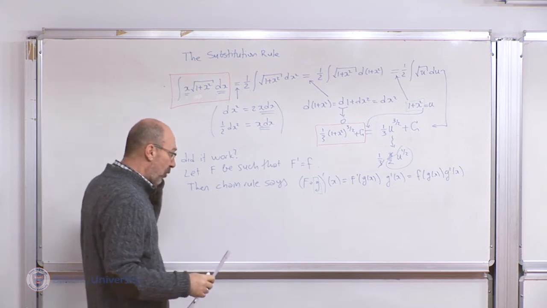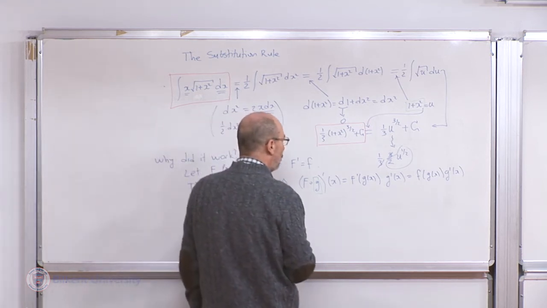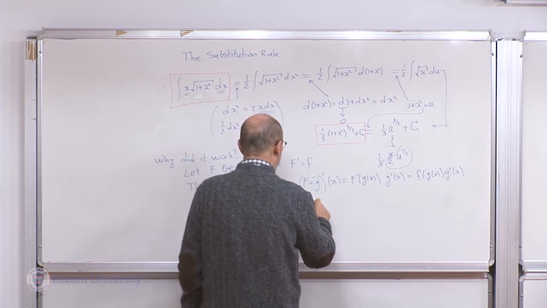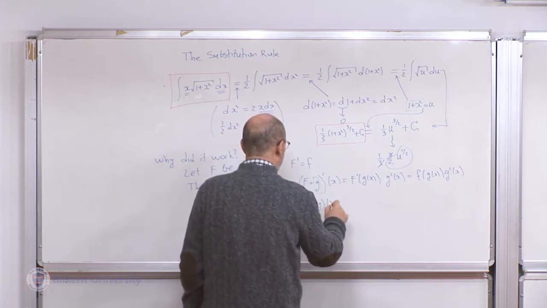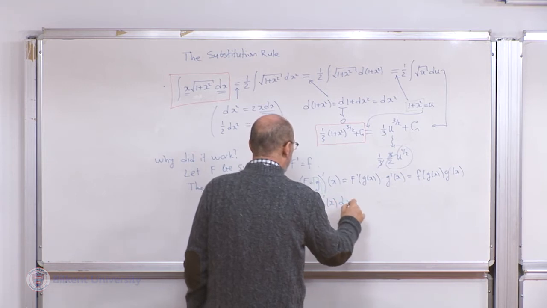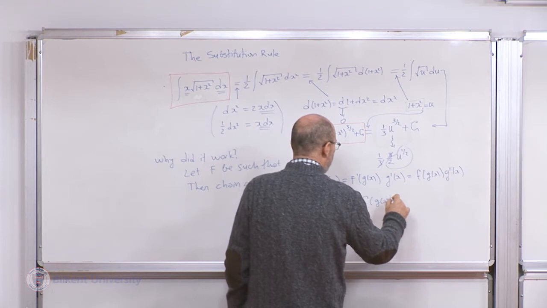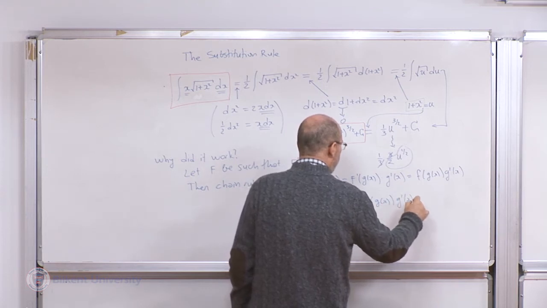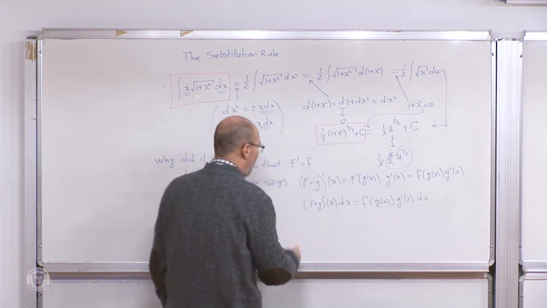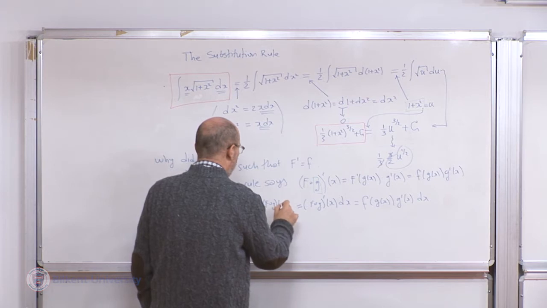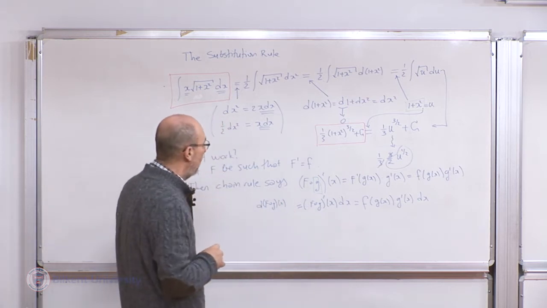Okay, so what we want to do is, suppose I want to add a differential to this. So (f composite g)'(x) dx is equal to f'(g(x)) g'(x) dx. All of this is the differential of f composite g of x.